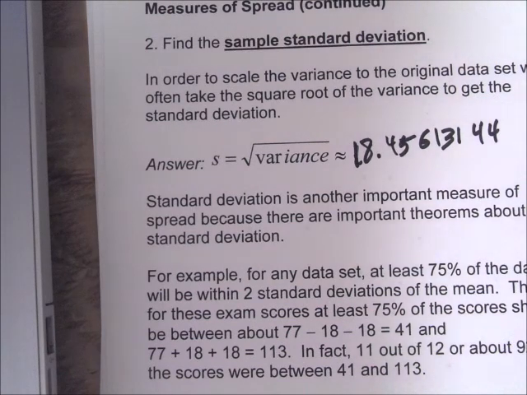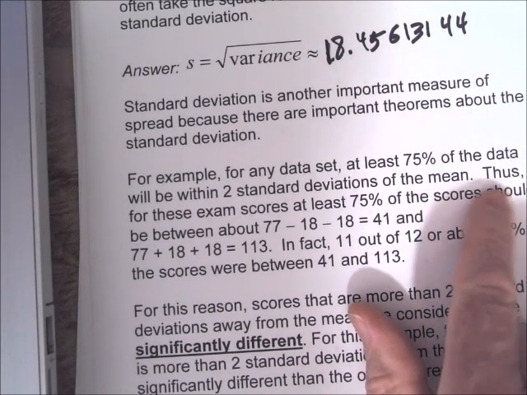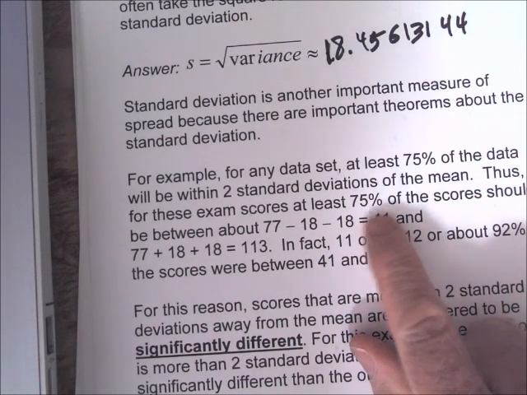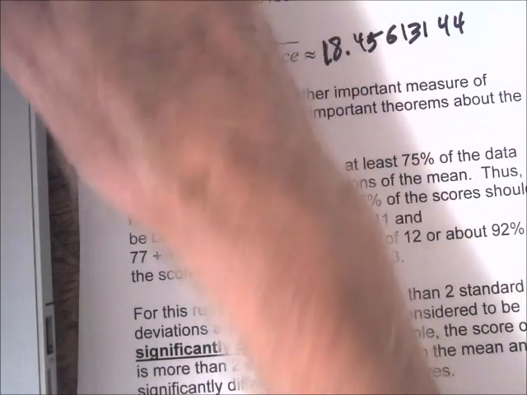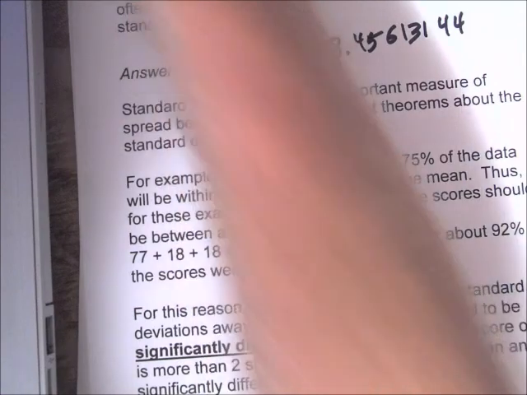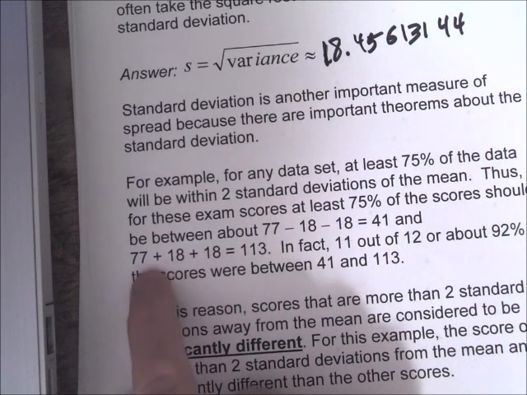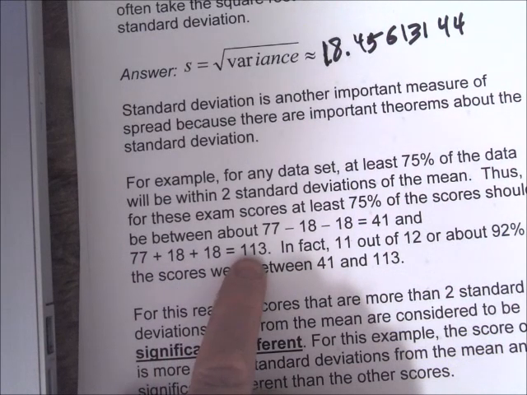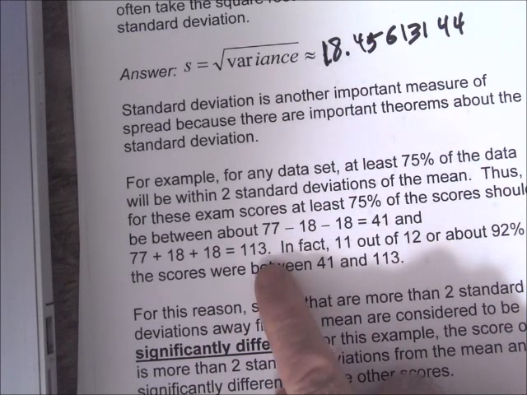Okay, so one of the theorems related to the standard deviation, we'll get into other theorems later, is that for any data set, at least 75% of the data is within 2 standard deviations of the mean. So for these exam scores, at least 75% of scores should be between 77 minus 2 standard deviations, so 77 minus 18 is 41, and 77 plus 2 standard deviations, 77 plus 18 is 113. So at least 75% of the scores should be between 41 and 113.